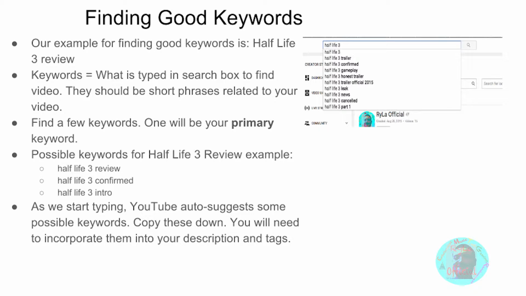Keywords are what people type into the YouTube search box to find your video. You should have a few keywords in mind for your video. Decide which one you want to be your primary keyword. This is the one you should optimize for the most. Our example video is a review of Half-Life 3, so some possible keywords might be Half-Life 3 review, Half-Life 3 confirmed, and Half-Life 3 intro.